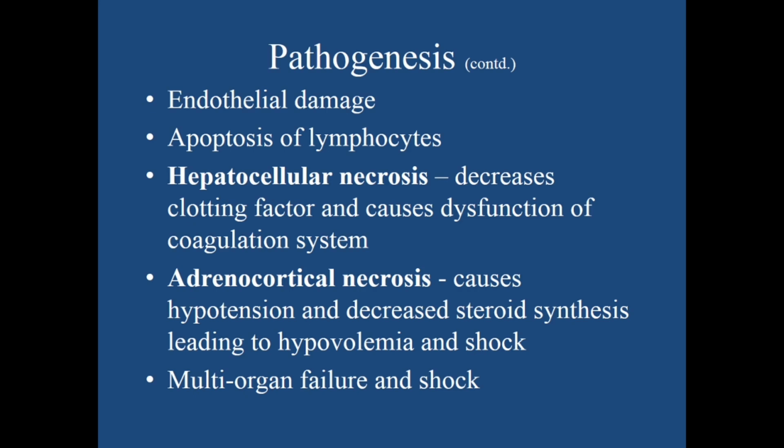As a result of this hepatocellular necrosis, there'll be a decrease in the clotting factor. It'll cause dysfunction of the coagulation system. Okay, and the adrenocortical necrosis also occurs. As a result of this, there will be hypotension, decreased steroid synthesis, which can lead to hypovolemia and shock. And finally, the end result in most of the hemorrhagic viruses, the severe ones like Ebola, Marburg, will be multi-organ failure and shock. So this is regarding the pathogenesis of the viral hemorrhagic fever group of the viruses.